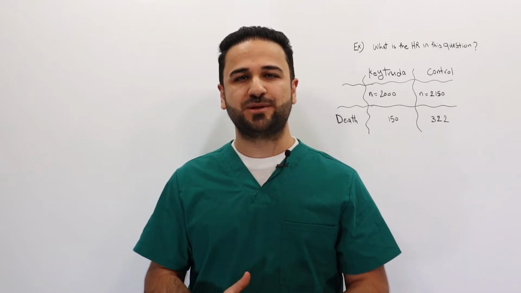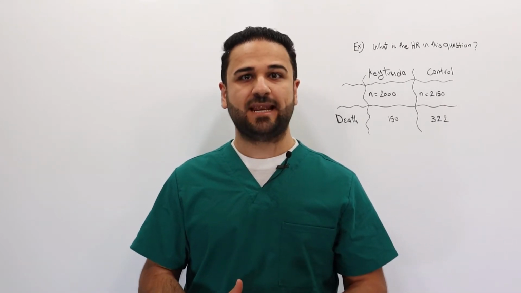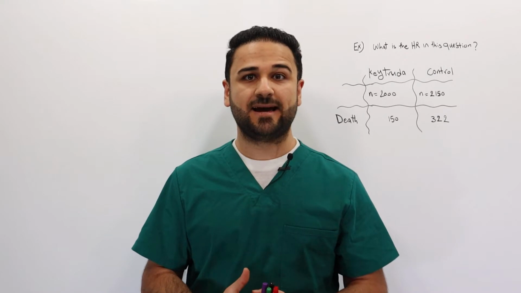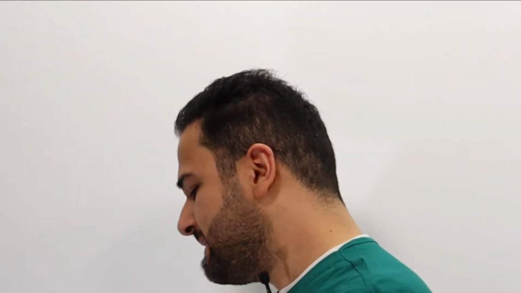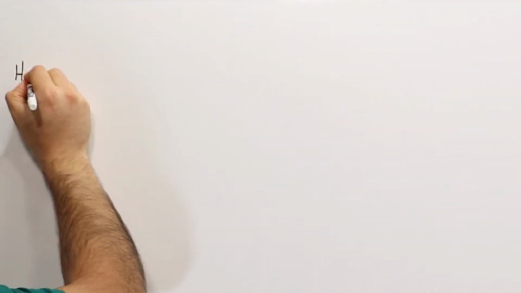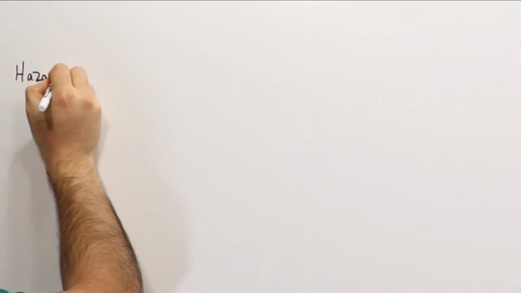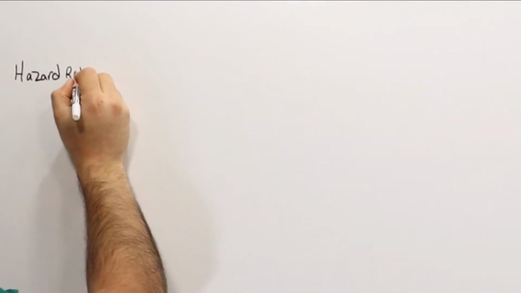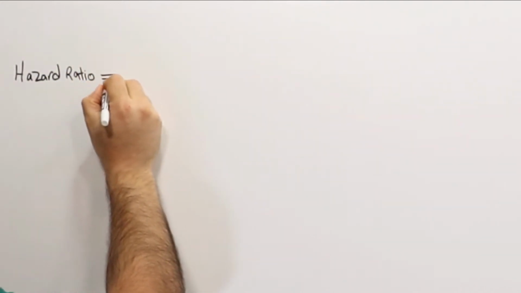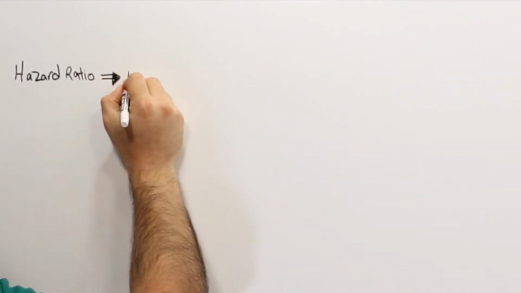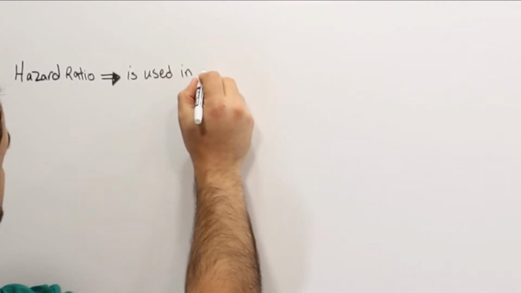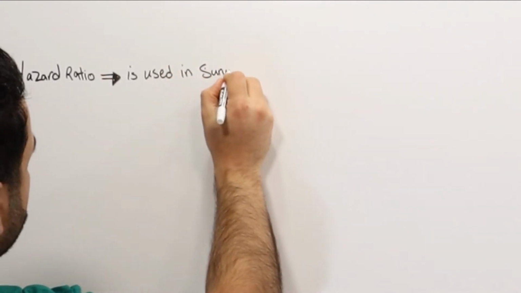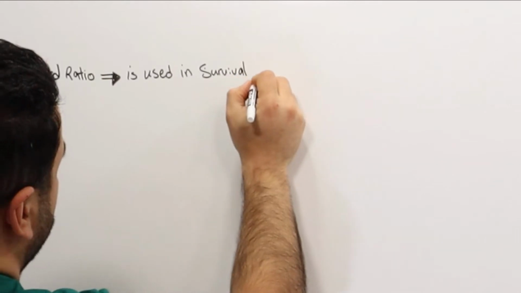Hazard ratio becomes an important component when analyzing statistical data in a study. So let's learn more about hazard ratio. Hazard ratio is basically used in survival analysis.